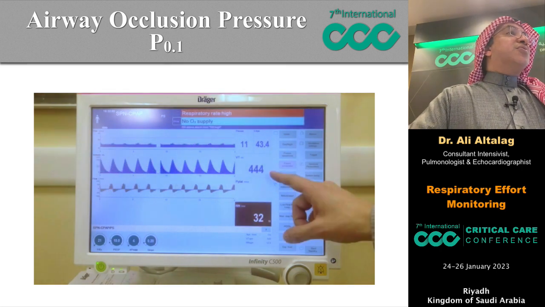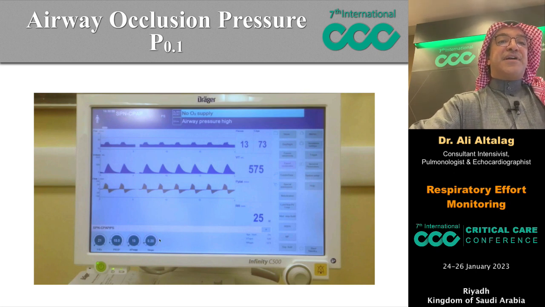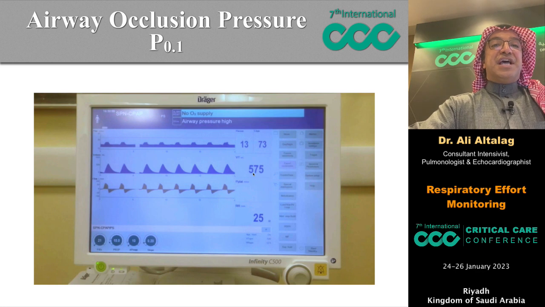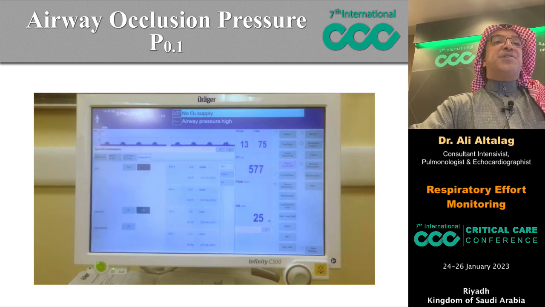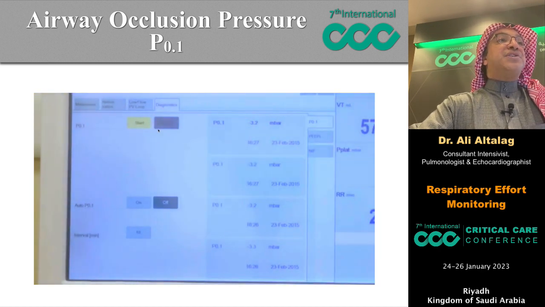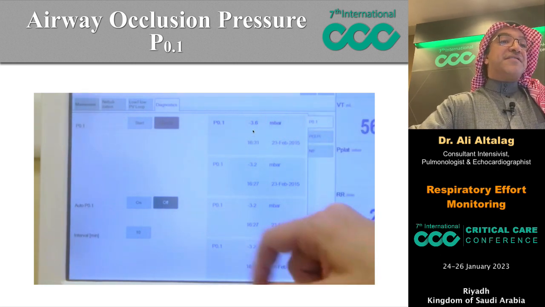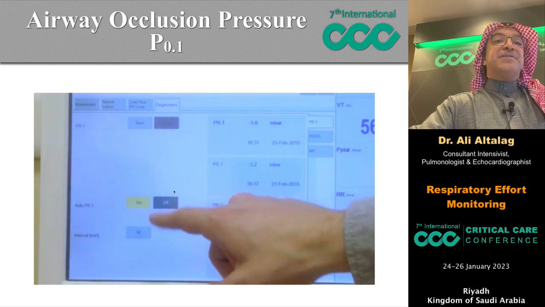Now this is a patient who's on assisted ventilation, pressure support of 10, PEEP of 10, tidal volume as you see is around 600, and the RR is 25. Using special maneuvers, you can hit start and measure the P 0.1, which was 3.6. You can measure it continuously or at certain intervals like 10 minutes.